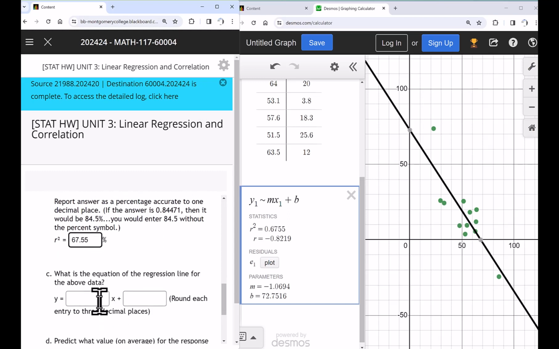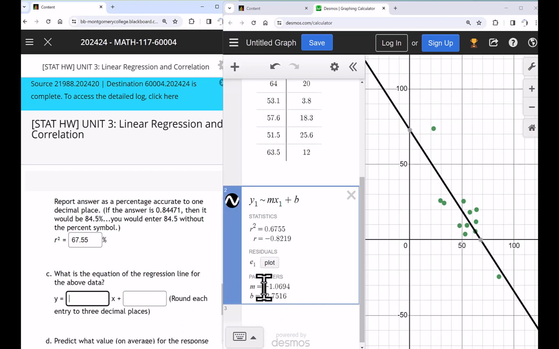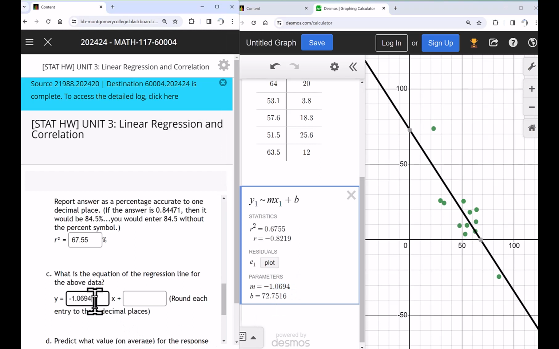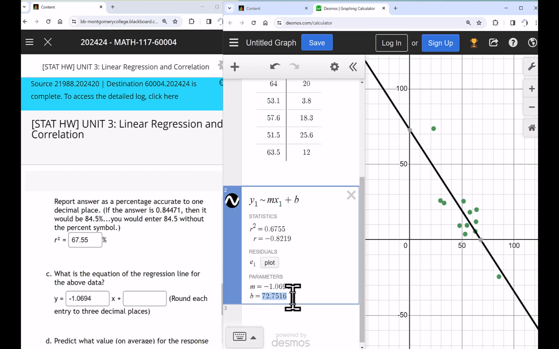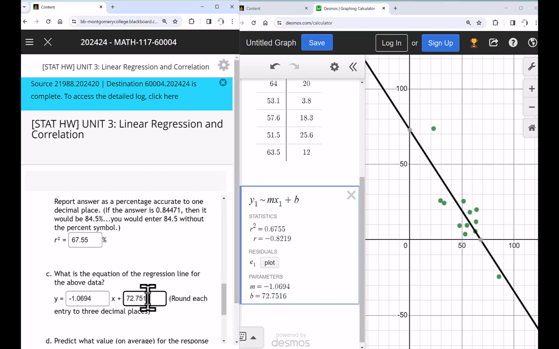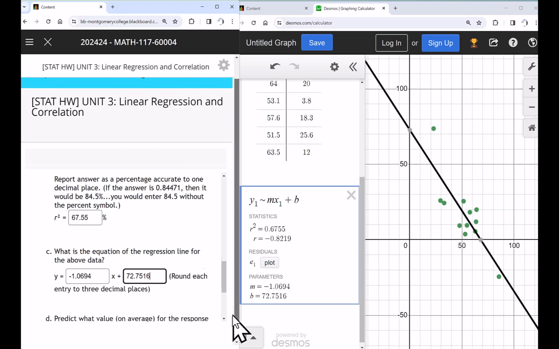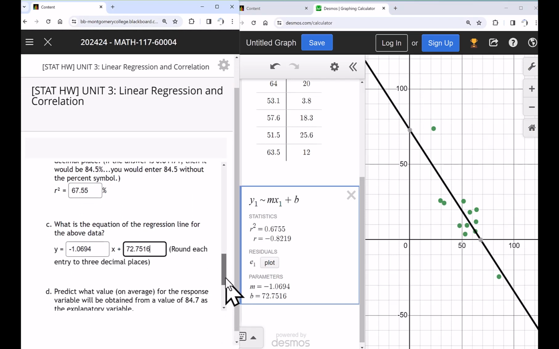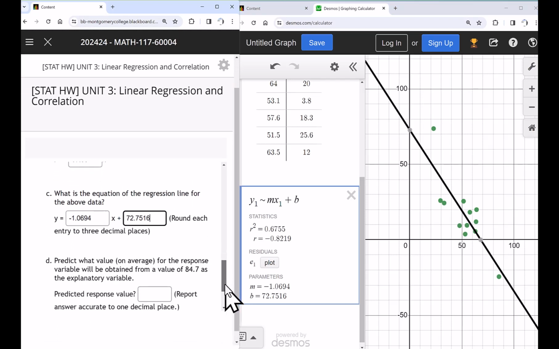so that will be 67.55. And here our equation is this is the slope, so m times x, right? And then here is the y-intercept. Okay, so let me just put that in here. Okay, and then if we go further, what is the value for the response variable that will be obtained for a value of 84.7 for the explanatory variable.